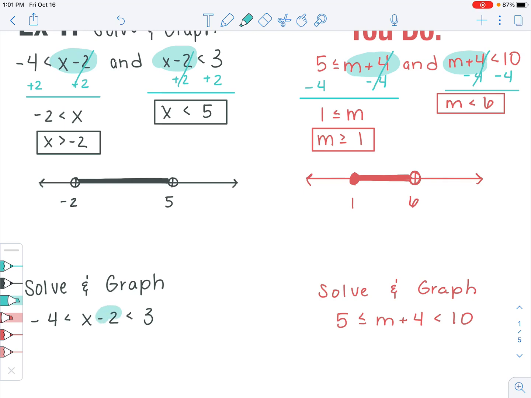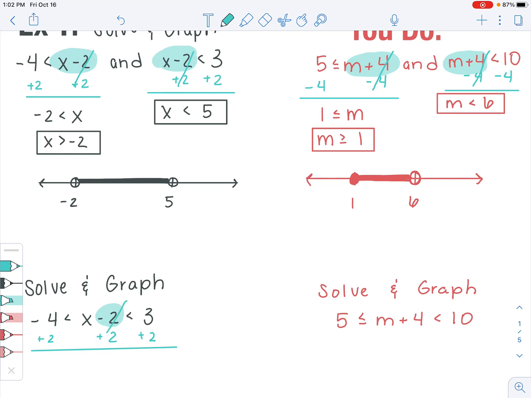So I notice right off the bat, I need to get the x by itself. That means I need to get rid of that -2. So I need to add 2. Now, whatever I do to one side, I have to do to all sides here. So I'm going to add 2 to both answers. Add 2.